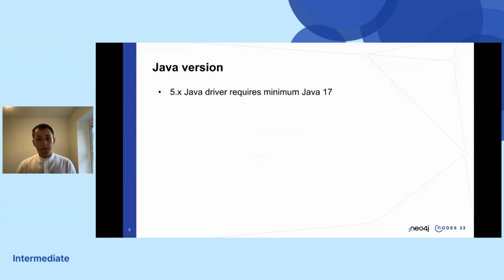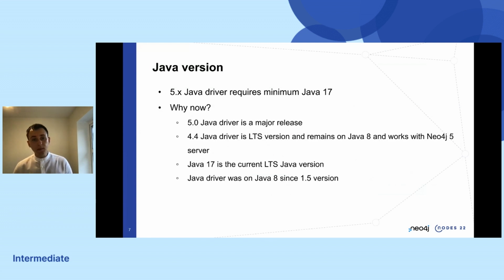Talking of Java, beginning with version 5, the Java Driver requires a minimum of Java 17. 5.0 was obviously a major release and was a good point for us to do a change like that. But more importantly, the 4.4 Java driver is a long-term support version, remains on Java 8, and works with the Neo4j 5 server. So you are not under any pressure to upgrade right now. Also, Java 17 is the current long-term support Java version, which made it a very good choice for us to upgrade. It's been about 5 years since we updated the Java version in the Java Driver.